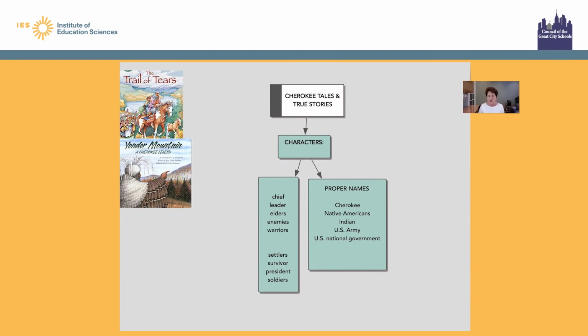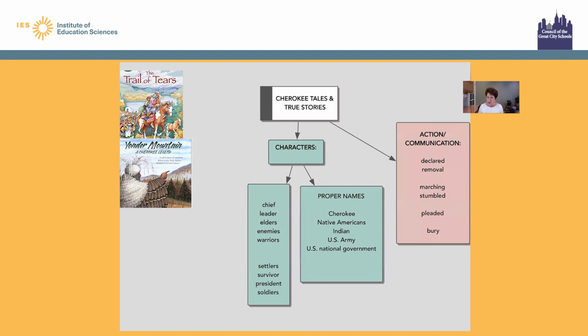And it turns out in stories, the critical words fall into the structure of stories. So in stories, we've got characters. We've also got action. There's always action in stories. And what I'm showing you is that rather than just having that one word, pleated, as an example of action, there are other really important related words for actions in this text, like removal and marching and buried. People needed to bury their dead as they went on this march.